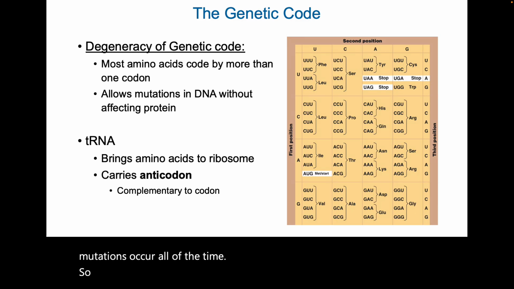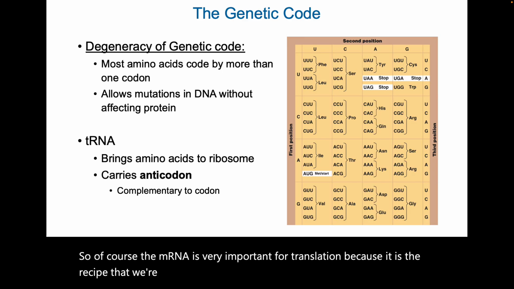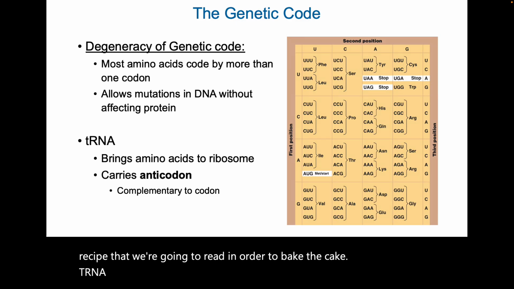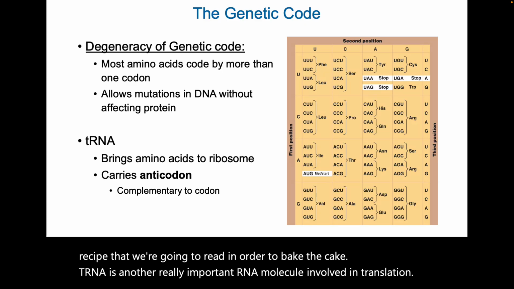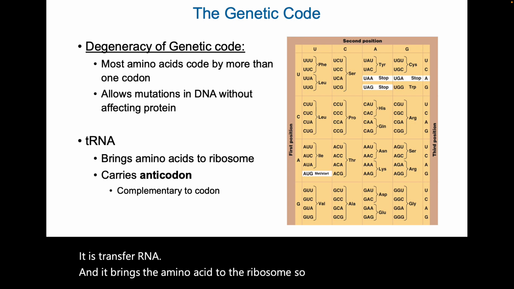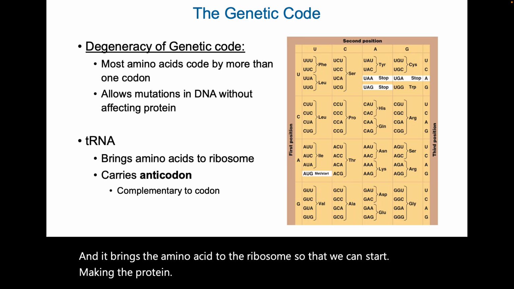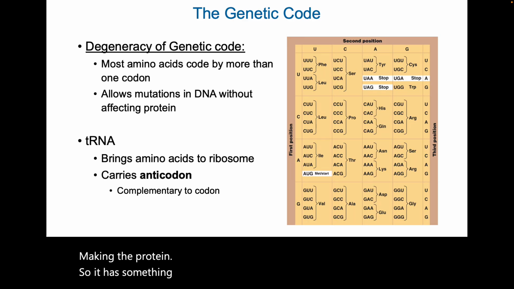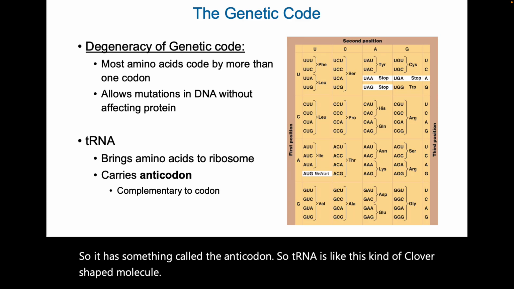So, of course, the mRNA is very important for translation because it is the recipe that we're going to read in order to bake the cake. tRNA is another really important RNA molecule involved in translation. It is transfer RNA, and it brings the amino acid to the ribosome so that we can start making the protein. So it has something called the anticodon. So tRNA is like this kind of clover-shaped molecule that'll have an amino acid at one end.